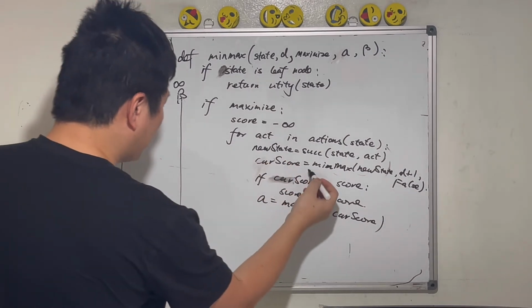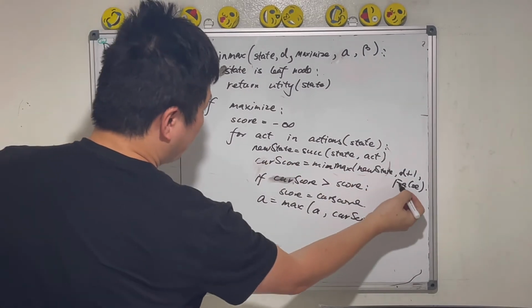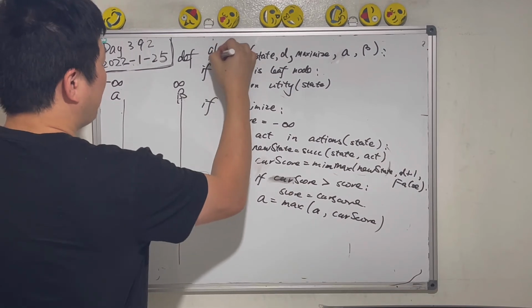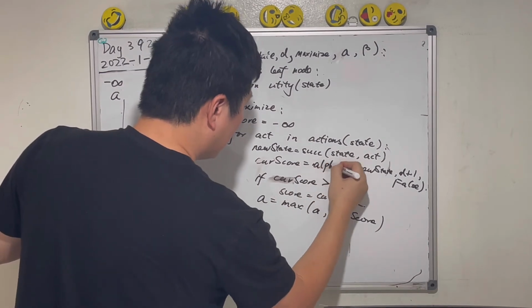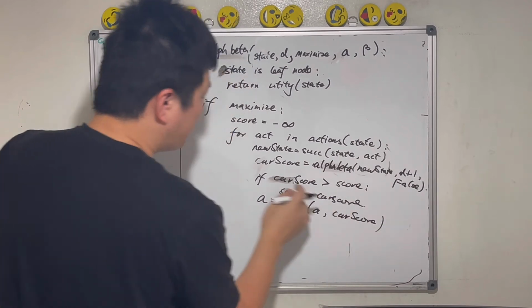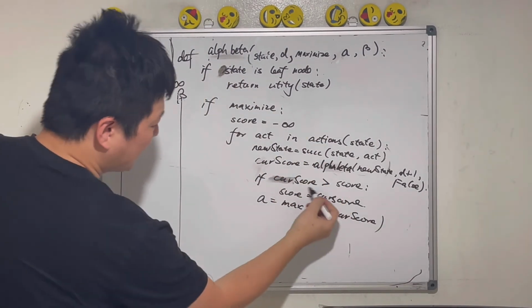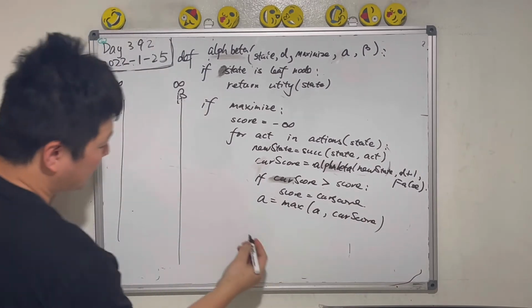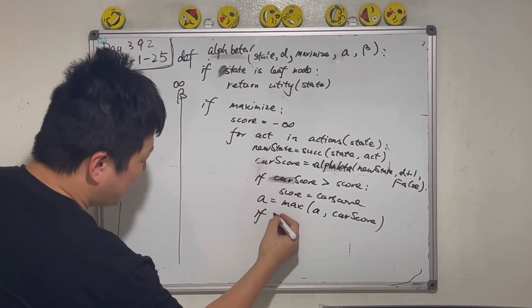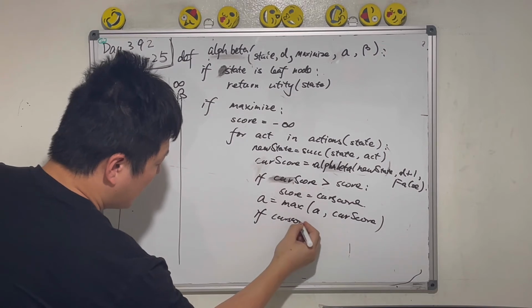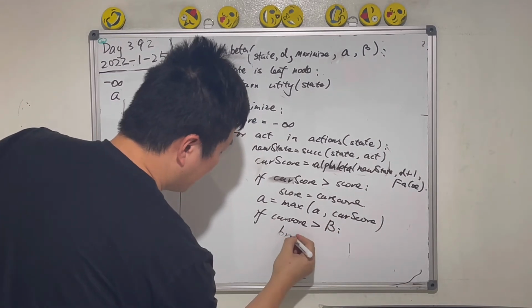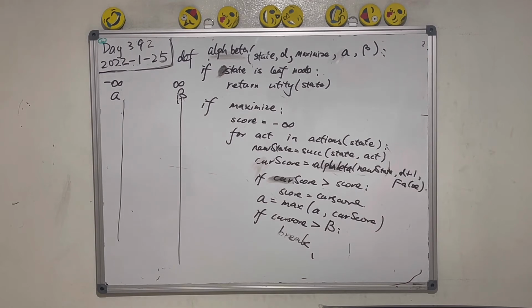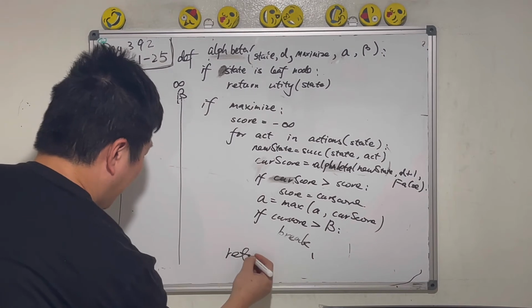Because we are trying to maximize here, right? So first of all, let me just change it to alpha beta. So here will be alpha beta. We are trying to maximize here. So look, if the current score is bigger than beta, then I can just break, and then return the score here. This is the maximizing.